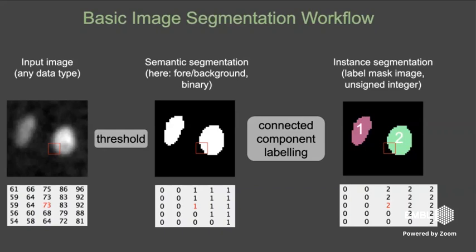Then very often the next step, it's very important, is called connected component labeling. So there you run the connected component labeling algorithm across the binary image to do a so-called instance segmentation. And then what you get is a so-called label mask image, typically of an unsigned integer data type. And there, all the pixels that belong to object number 2 have the number 2, and all the pixels that belong to object number 1 have the value 1. And this is a very standard way of representing object segmentations.